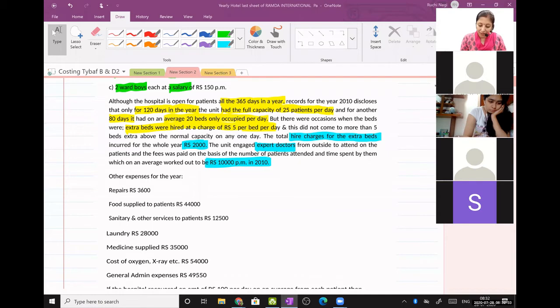Okay, Madhu is saying variable. Aniksha is also saying variable. Shubham is also saying variable. So Madhu, Aniksha, and Shubham, my question to you is, are the repair charges of the hospital dependent on the number of patients?